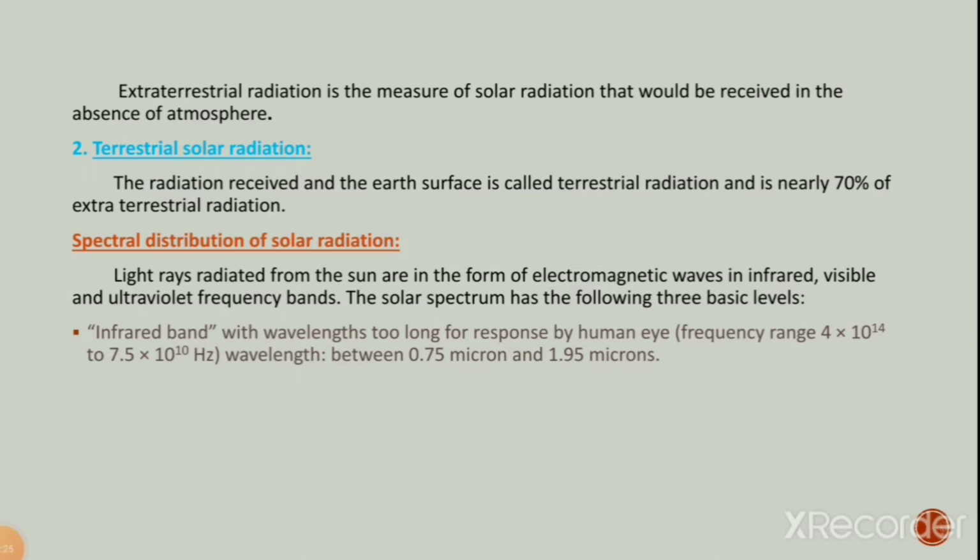Then next point, number 2, terrestrial solar radiation. The radiation received on the Earth's surface is called terrestrial radiation and is nearly 70% of extraterrestrial radiation.